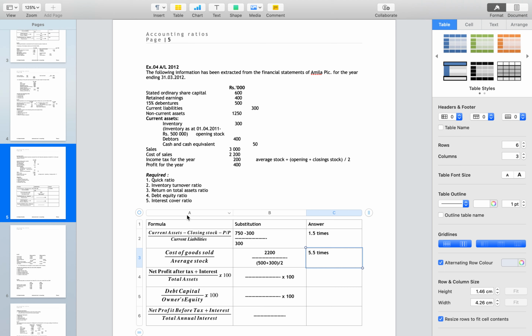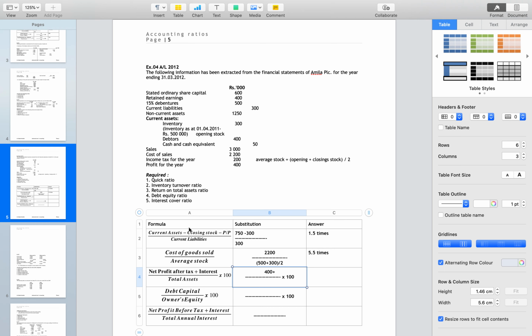Next one, return on total assets. This ratio we did in the last video as well. Number one, we need profit after tax. As you can see, profit after tax means profit for the year, so you go and mark that one over there, 400. Plus we need the interest.